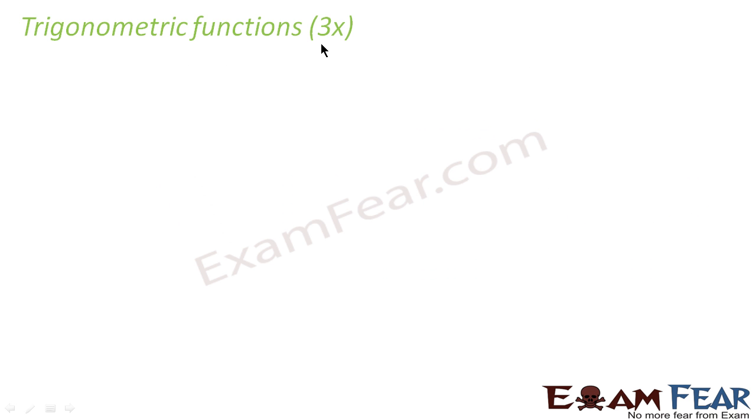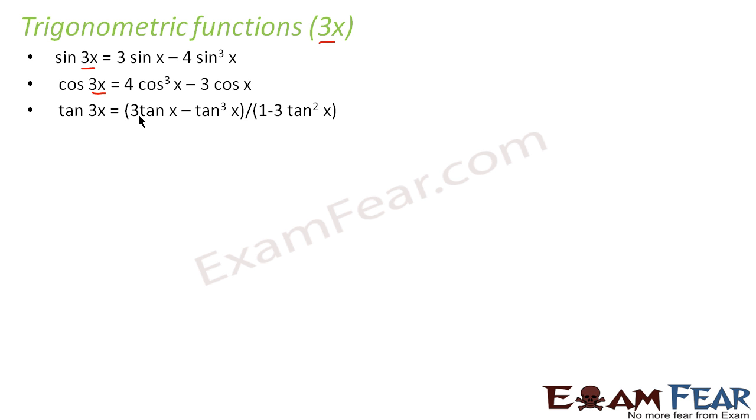Now let's take some examples of functions of the form 3x. When you see sine 3x, this becomes 3 sine x minus 4 sine cube x. When you say cos 3x, this becomes 4 cos cube x minus 3 cos x. And when you say tan 3x, this becomes (3 tan x minus tan cube x) by (1 minus 3 tan square x). Please remember these formulas. We'll now prove it.